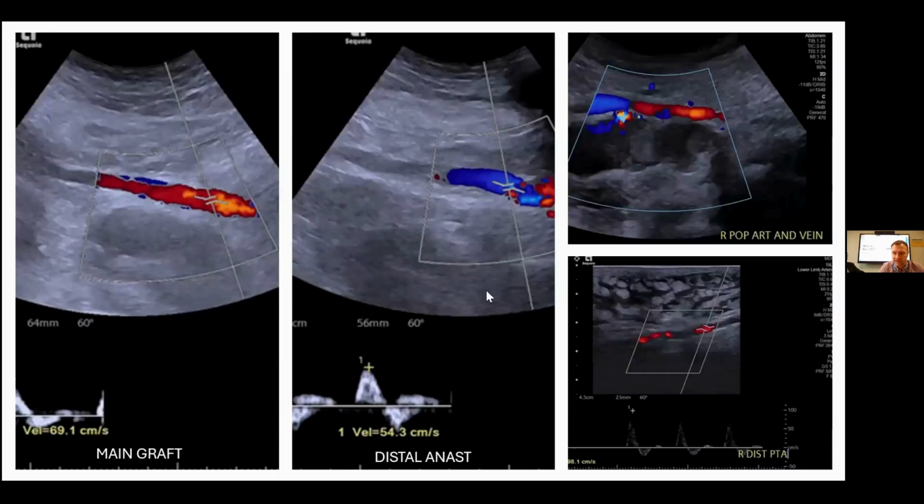The main graft is widely patent, as is the distal anastomosis. And in the lower right image, you can see that the amount of subcutaneous edema is actually increased. So he's still getting this leg swelling, which we can show in the image on the top right. You can still see that the popliteal vein is being compressed.